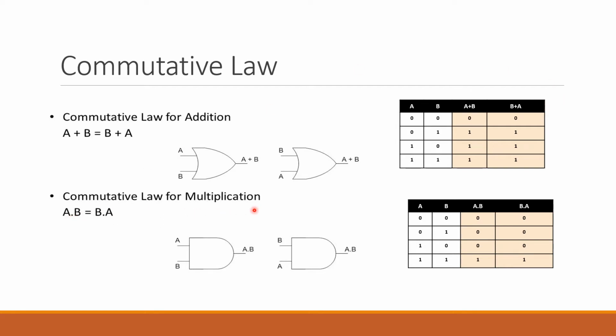And commutative law for multiplication is a dot b equal to b dot a. This is the logic diagram for the multiplication law and this is the truth table. In the same way you can multiply these two numbers, that is a dot b and b dot a. A dot b: 0 dot 0 equal to 0, 0 dot 1 equal to 0, 1 dot 0 equal to 0, 1 dot 1 equal to 1. And b dot a: 0 dot 0 equal to 0, 1 dot 0 equal to 0, 0 dot 1 equal to 0, 1 dot 1 equal to 1. Here also a dot b equal to b dot a, both are same.